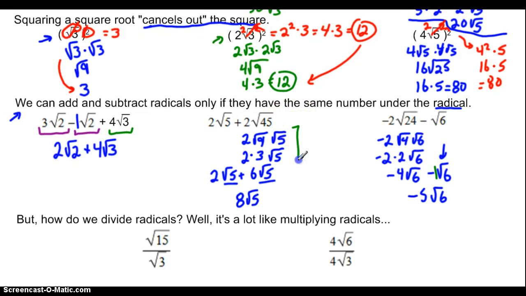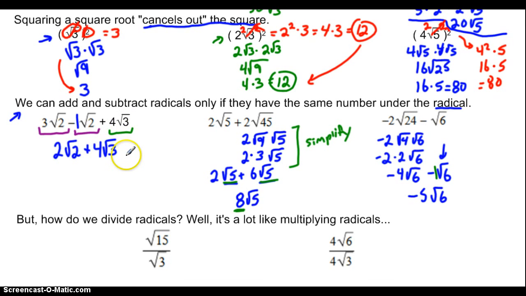Simplify them if you can. Simplify if you can. And then once you're done, ask yourself, are there any terms with the same numbers under the radical, under the square root? If there are, like 5 and 5, then you can add their coefficients together. 2 plus 6 is 8. If there aren't, for example, like the square root of 2 and the square root of 3, then you cannot add those together.